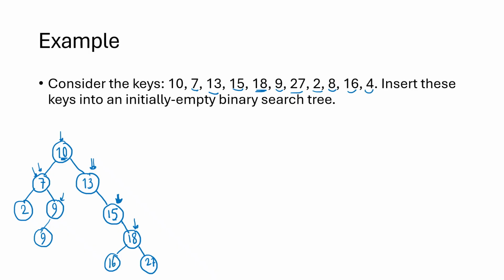And finally 4 is less than 10, so we go to the left to 7. 4 is still less than 7, so we go to the left again to 2. And 4 is greater than 2, so it should be inserted to the right side of 2. So that's the binary search tree that you get after, which is initially empty, and then you insert this sequence of integers into your binary search tree.